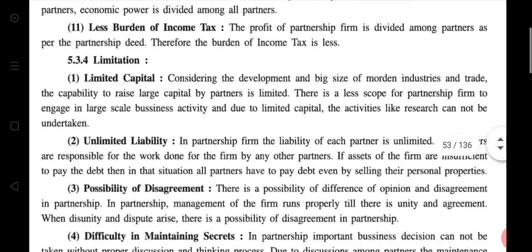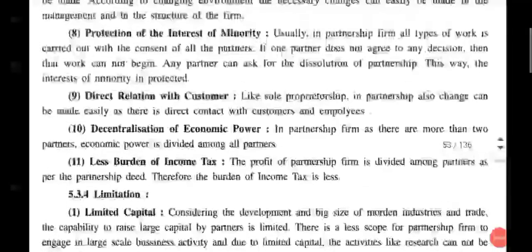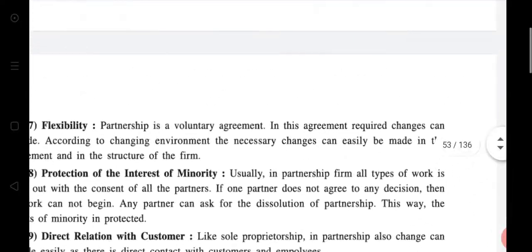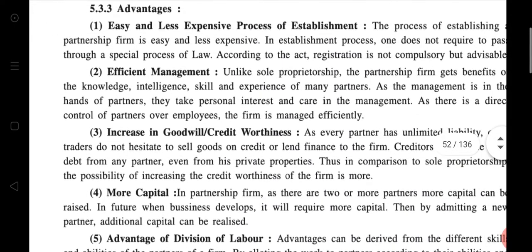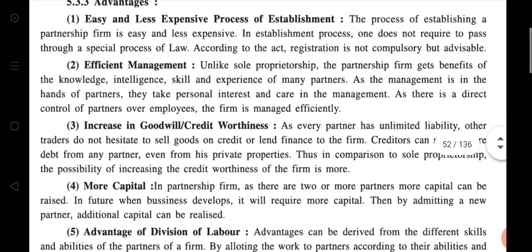Then the less burden of income tax. The profit of a partnership firm is divided among the partners as per the partnership deed. So the burden of income tax is very less in a partnership firm, like in a sole proprietorship. So here we are done with the advantages of partnership firm. I hope you are all very clear in this topic. These advantages are very easy.